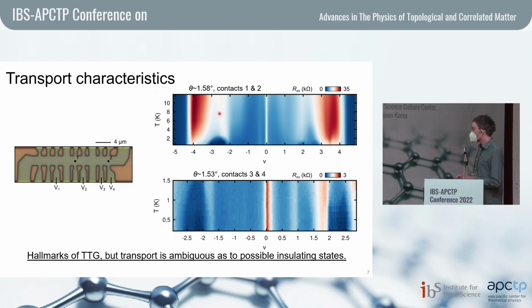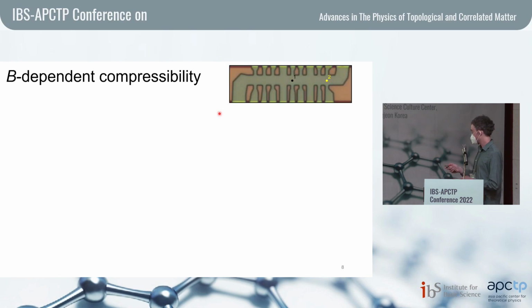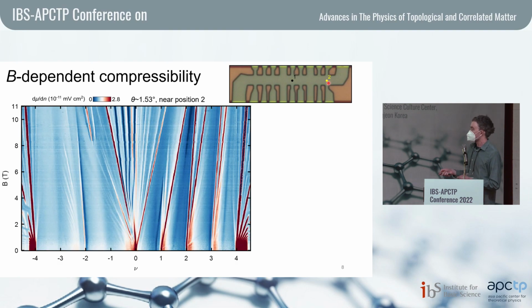Okay, so now let's finally move on and compare this with what we see when we use our scanning single electron transistor tip to look at the compressibility locally. I'm going to focus on this position 2 up here. This is where we saw superconductivity, but no clear insulating states in transport. This is an experimental data set showing the quantity dμ/dn, measured at the base temperature of the cryostat of about half a Kelvin, as a function of magnetic field.